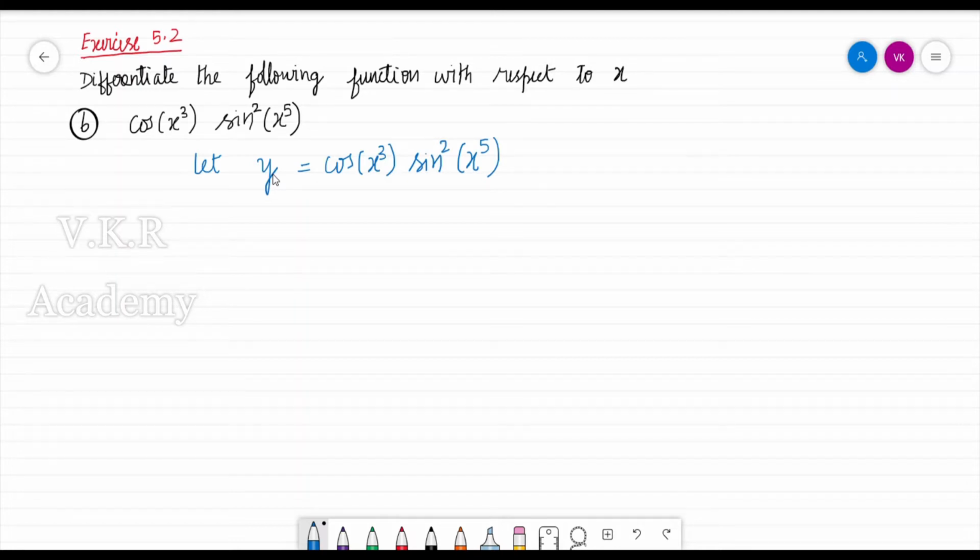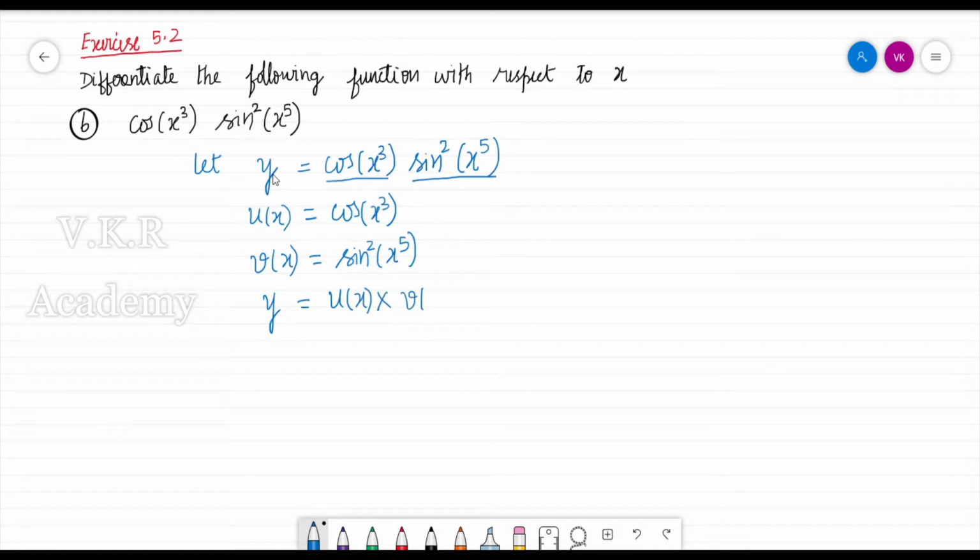So which is in the form of product of two functions. So let's call them u of x and v of x, where u of x is equal to cos of x cube and v of x is equal to sine squared of x power 5. So, our y is of the form u of x into v of x.